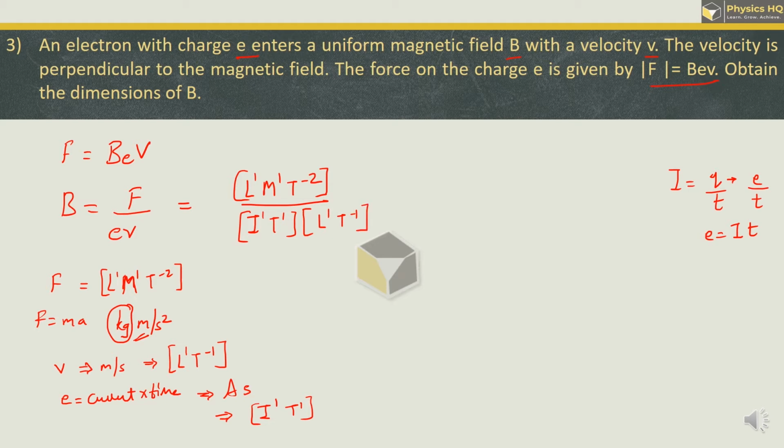Now if you see, we can cancel out few things over here. This T raised to 1 and T raised to minus 1 will cancel out from the denominator itself. You got L raised to 1 in the numerator and L raised to 1 in the denominator. So they will also cancel out. So there is no length. So we'll write L raised to 0, M raised to 1, T raised to minus 2. And we are left with this I term in the denominator. When we will take it up, it will become I raised to minus 1. So this is the dimension of B over here. I hope you all understood this. Let us go ahead with the next sum.